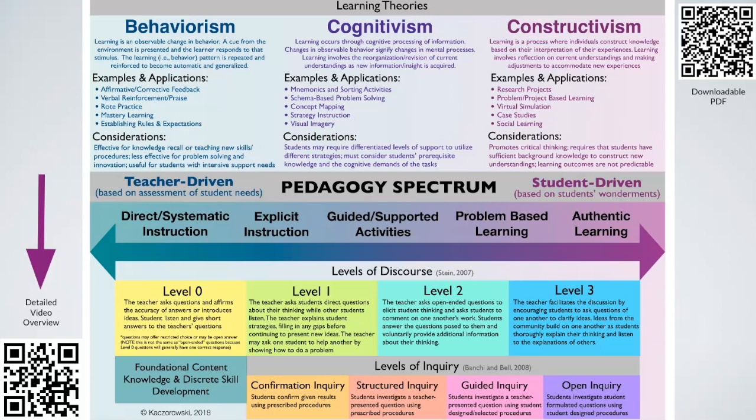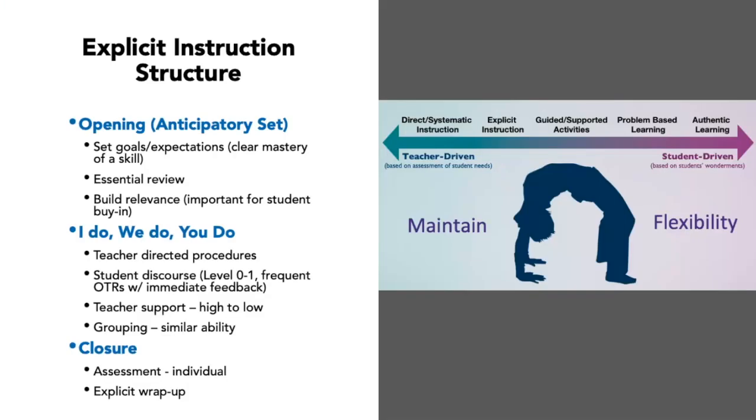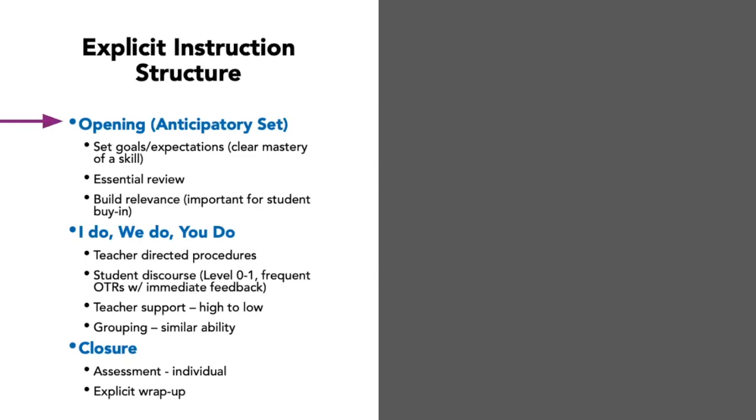For the purposes of this module, I'm going to focus on a typical structure for lessons that fall in the middle range of this spectrum. Toward the middle left is explicit instruction. The general structure of this lesson would start with an opening that clearly articulates the goals for the lesson, which are usually narrow skills so we can work toward mastery learning.